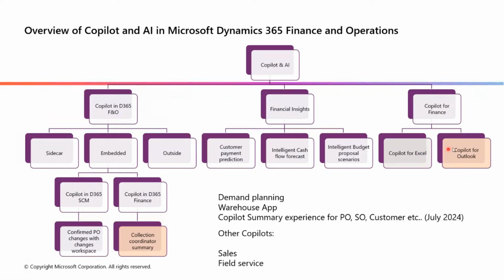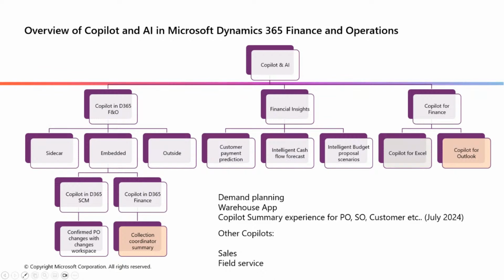The next one is the Copilot for Outlook, and I'm going to talk about this particular feature today as well, because I have prepared a use case which works hand in hand with your collection coordinator summary of Copilot in D365 and the Copilot for Outlook. So I'm going to talk about this particular feature in today's demo. So this is about the overview, if you want to understand what the Copilot and AI capabilities are which are available within finance and operations.